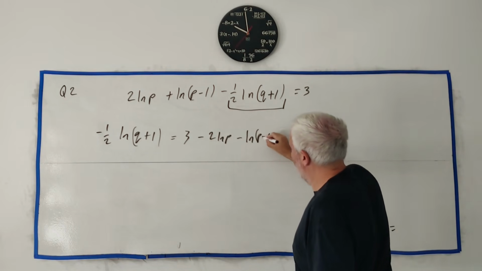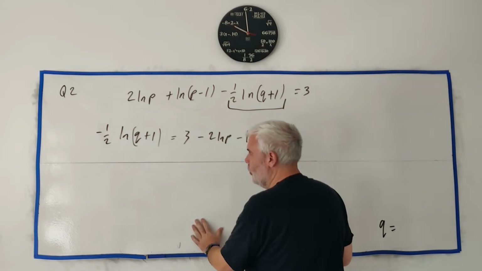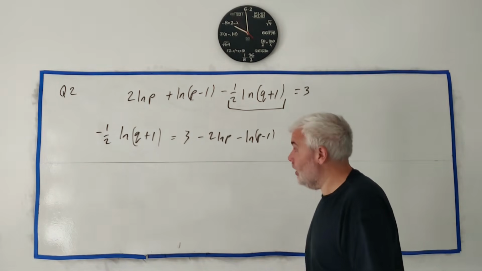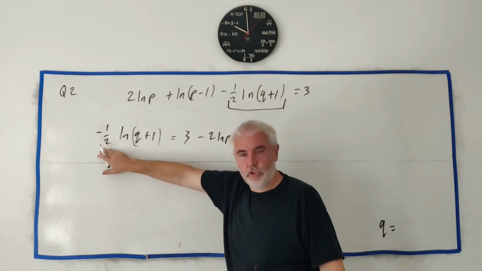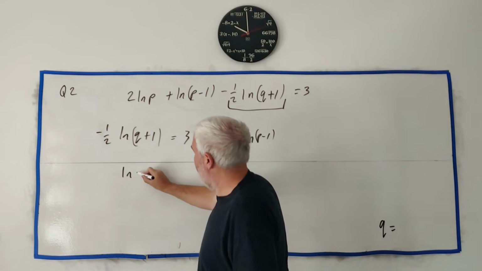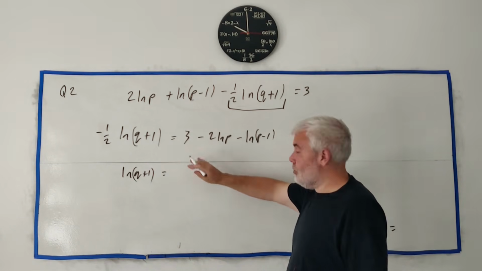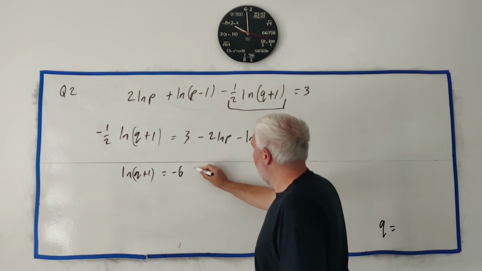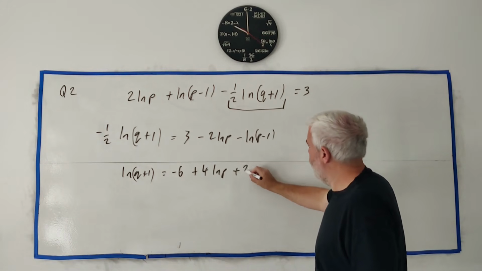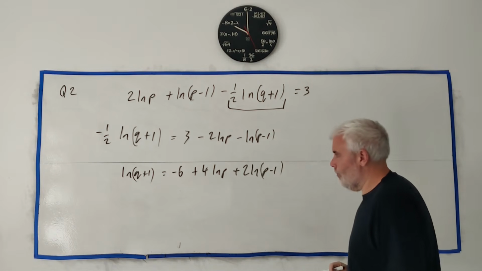Next thing we can do, we're sort of peeling away the things around this q. This minus a half can be destroyed quite easily. Multiply it by a minus 2. So that will get just a plus 1 over here, meaning it's just natural log q plus 1. And on this side, multiplying it by minus 2, we'll get a minus 6, a plus 4 natural log p, and a plus 2 natural log p minus 1.